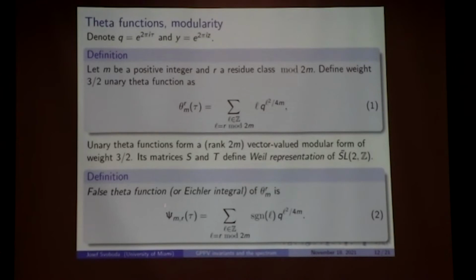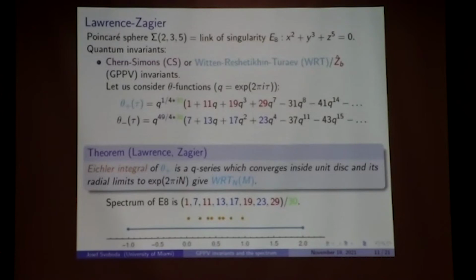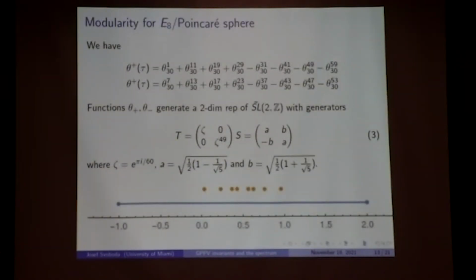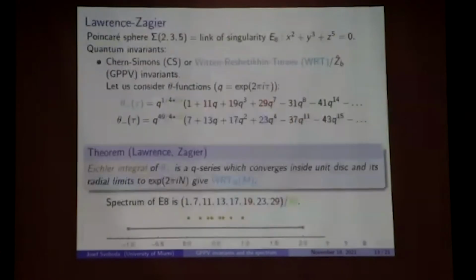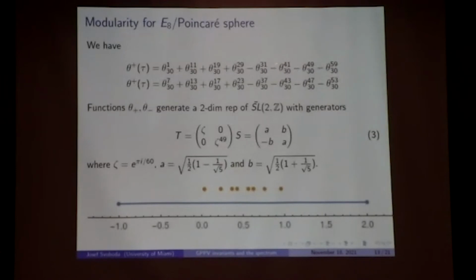This is what is related to WRT. Now I can express these functions as linear combinations of these theta functions. I didn't write the coefficients there. As I said, I consider two of them, so there should be a minus here, sorry. Then I can find matrices T and S such that these functions transform according to these matrices, which is very nice.